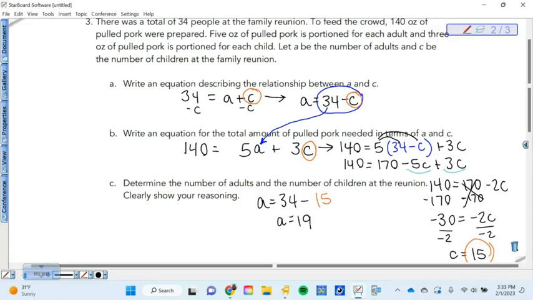So if I plugged in 15 here for C, I would have gotten the same thing, but it's just a little extra work because then I would have had to solve for A. Same thing here. I could have plugged it in, but then I'd have to multiply and then subtract that and then divide, right? It's just more work. So look for the equation that's the easiest to solve.